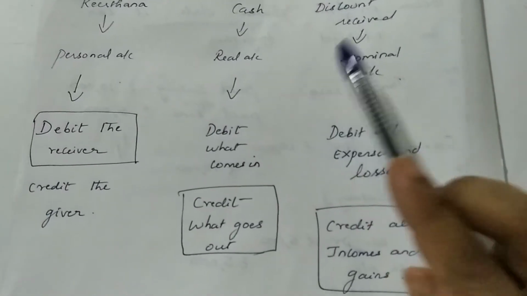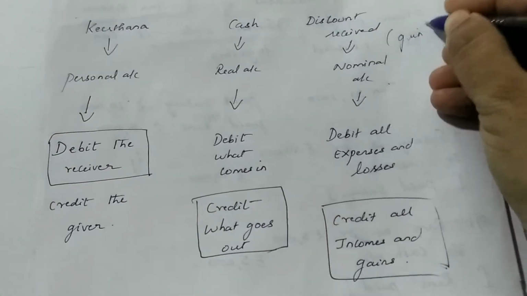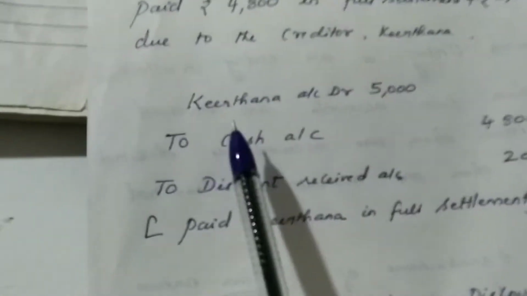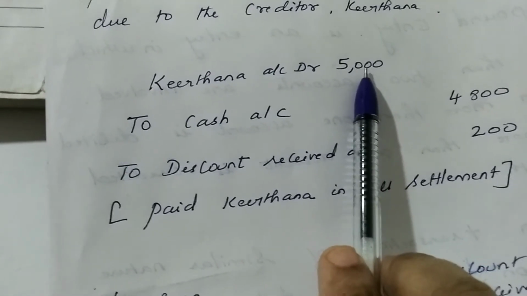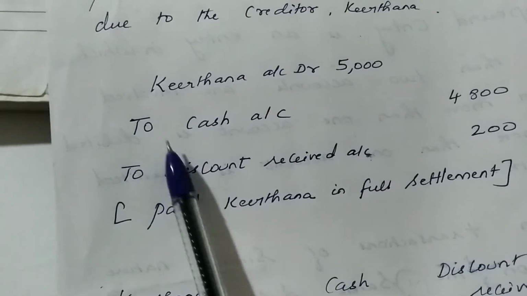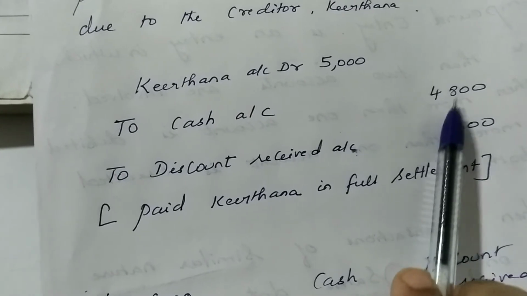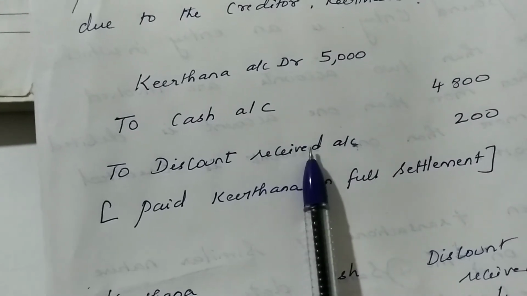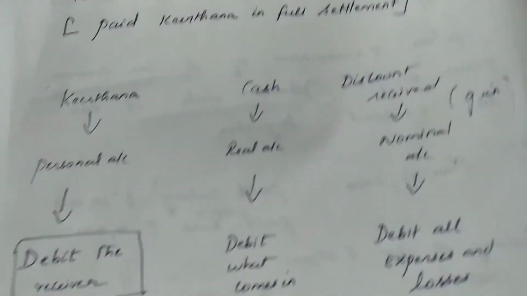So this discount received is a gain. Discount received is a gain. So as per the rule, we have to credit all incomes and gains. That's why we will be writing Kirtana account debtor. Actually, we have to pay Kirtana rupees 5,000. Right? But we are paying only 4,800. Cash is going out of the business only to the extent of 4,800. The 200 is the discount received. So, discount received 200. Able to understand this?